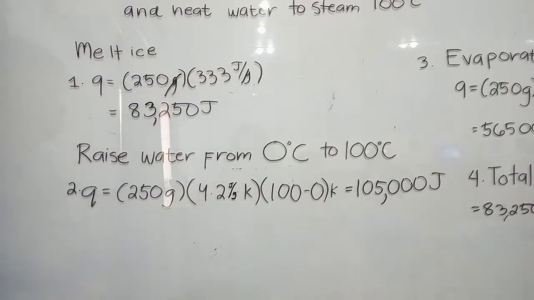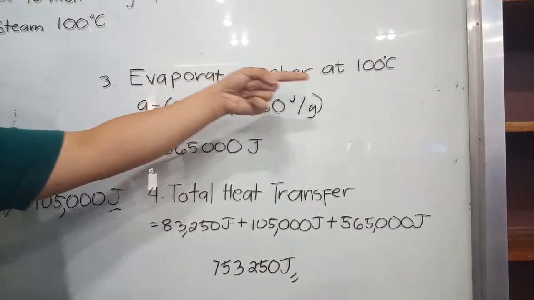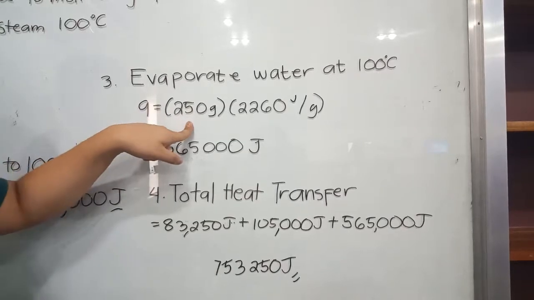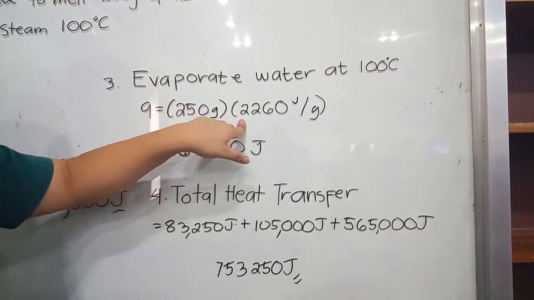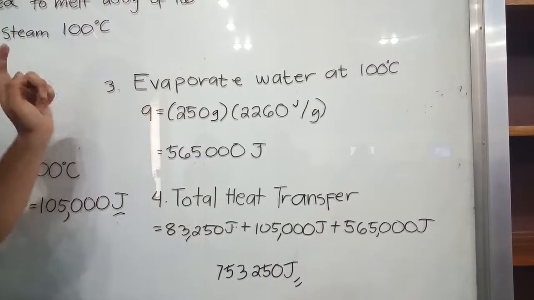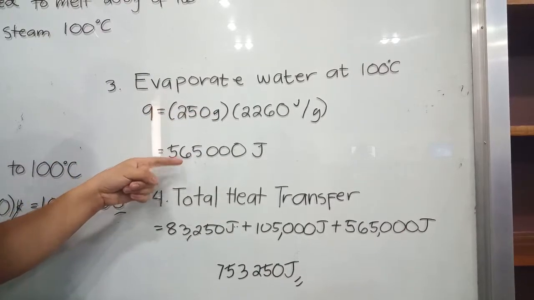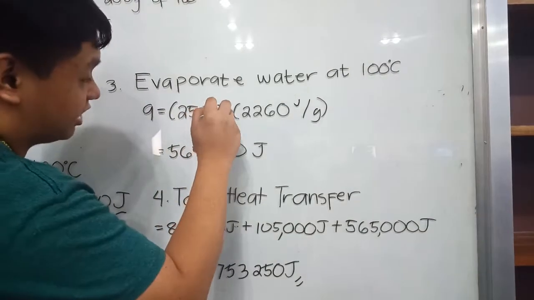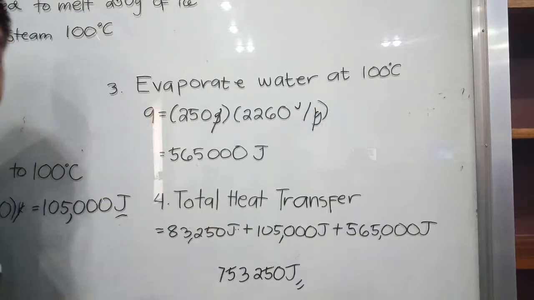joules. Here is the next equation, which is the evaporation of water at 100 degrees Celsius. Q, the heat, equals 250 grams, which is the mass, times 2,260, which is the heat of vaporization. When we multiply them, the answer will be 565,000 joules. Why joules? We cancel out the grams of the mass and the grams of the heat of vaporization.